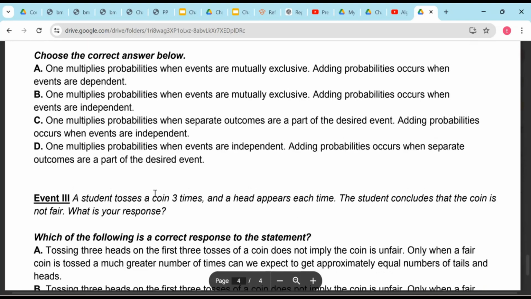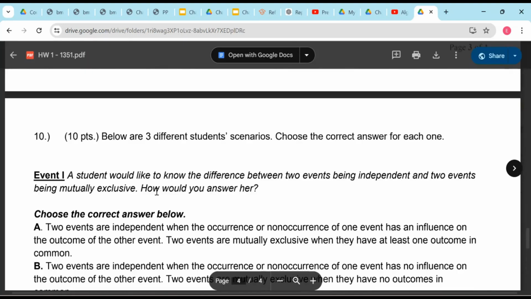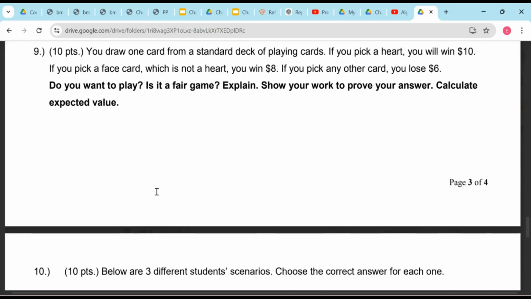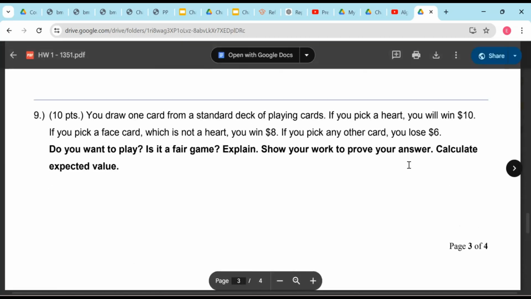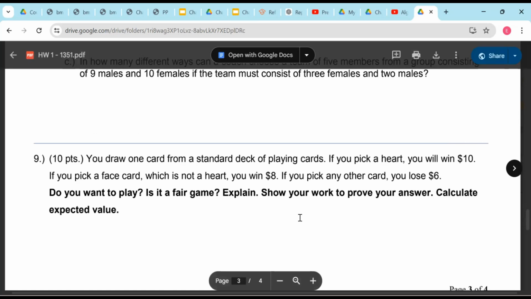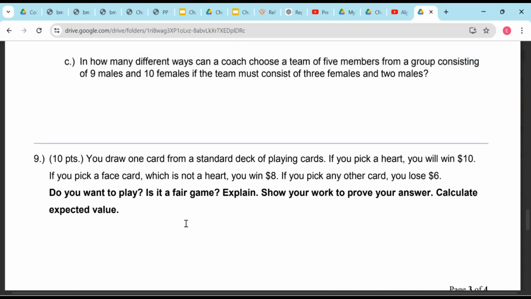And then basically the other ones here in 10, they're just scenarios. And then odds. So, is it a fair game? You have to be able to read what they're asking you. They're asking you, do you want to play? Is it a fair game? And explain and show your work to prove your answer.